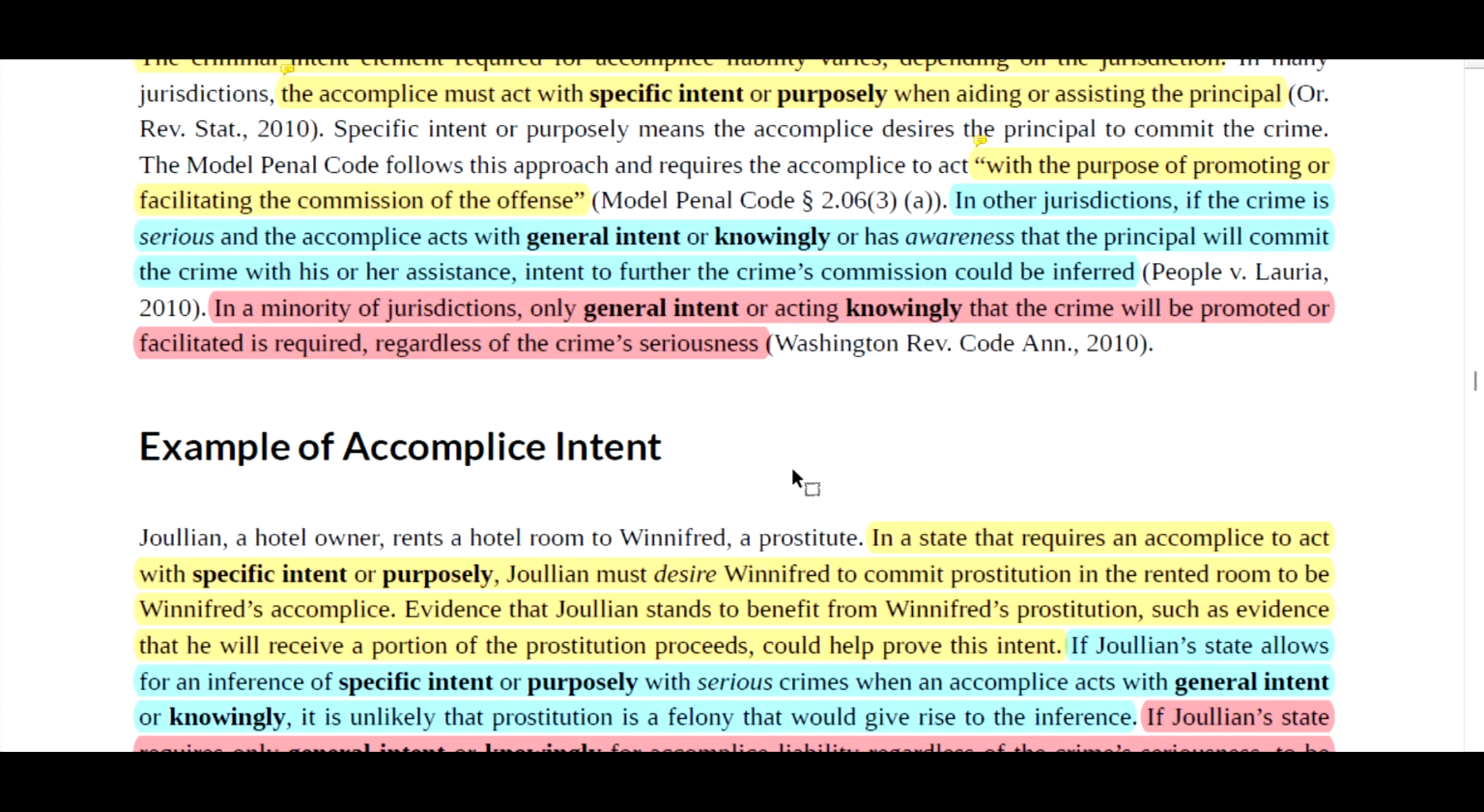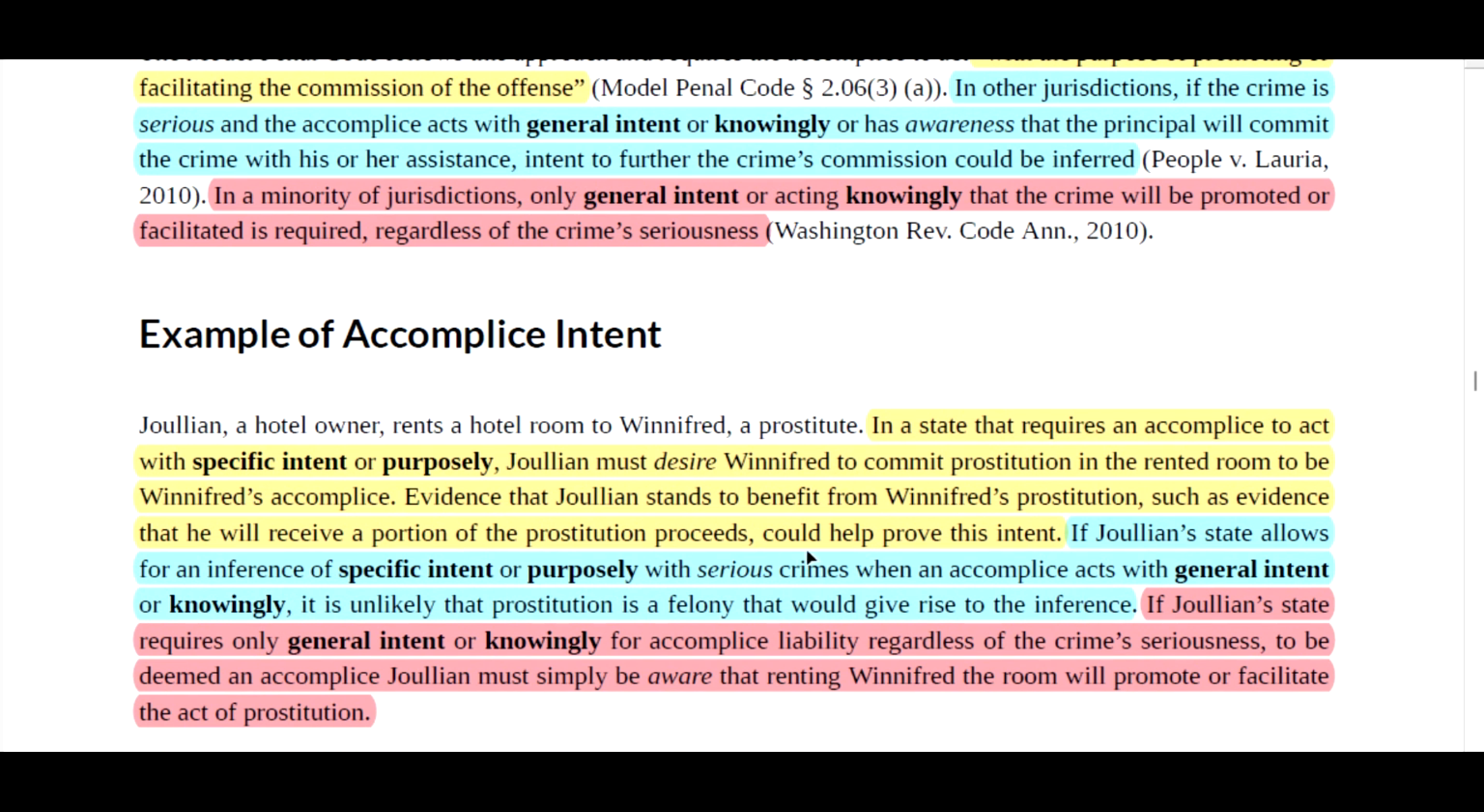Under this kind of idea, it is very hard to prove that Julian is actually an accomplice to Winifred. In our serious crimes, you act with general intent or knowingly. If Julian's state allows for an inference of specific intent or purposely with serious crimes, when accomplice acts, it is unlikely, since prostitution is not a felony, that it would give rise to the inference. So really, again here, if it's not a felony, it's probably a misdemeanor, which it is in most places, or decriminalized in tiny little areas. There wouldn't need to be any kind of inference here.